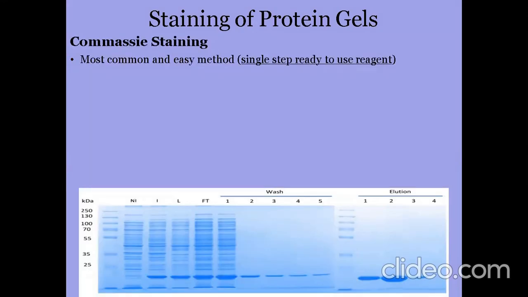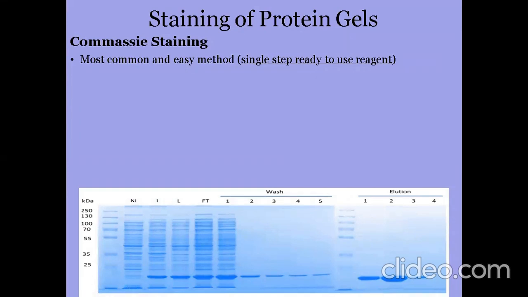Staining of protein gels. The first stain that is most popular and most frequently used in labs is Coomassie staining. Coomassie staining is the most common, easy method, a single step with a ready-to-use reagent. And if you can see the gel, it will look like this. There are two types of Coomassie staining. One is R and the other one is G.